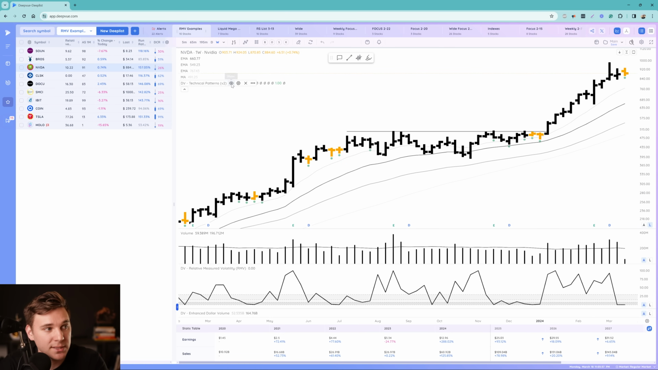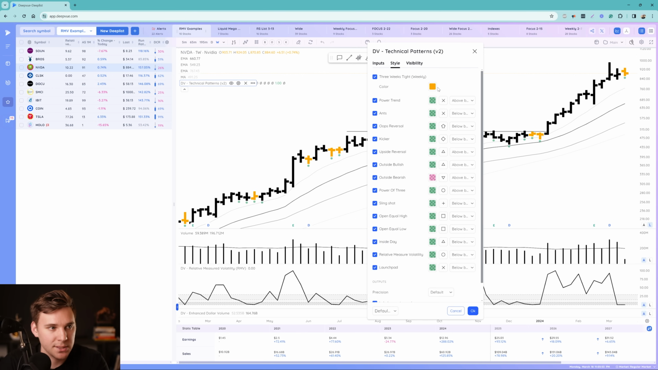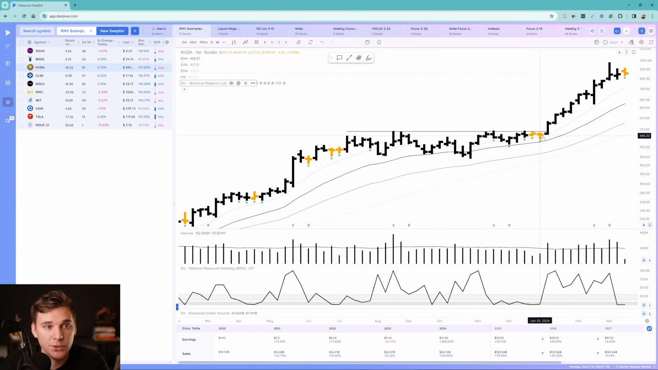And if we bring back the technical patterns, we also highlight, of course, the RMV, the last 3 bars here. You can see that with the green dot, but this also corresponds with a 3 weeks tight, which is highlighted in orange here. That plots basically those bars in orange. So this is definitely usable on the weekly chart.